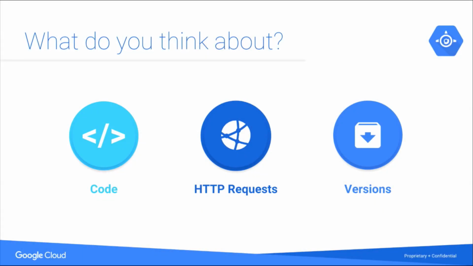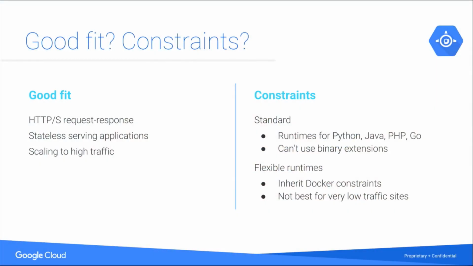So when you think about App Engine, you think about the code. As a developer, you only need to think about code, and it's basically addressed for HTTP request based applications. And versioning is really simple with App Engine, and we'll see that in a minute in the demo. And then from a constraints point of view, if you're using App Engine standard, you're limited to use Python, Java, PHP, and Go. You can't use any other binary extensions. But if you're using App Engine Flex, which is flexible runtimes, it has the constraints of Docker because the underlying technology is Docker, and it's probably not the best for very low serving traffic.